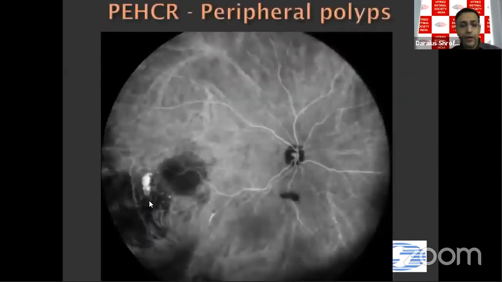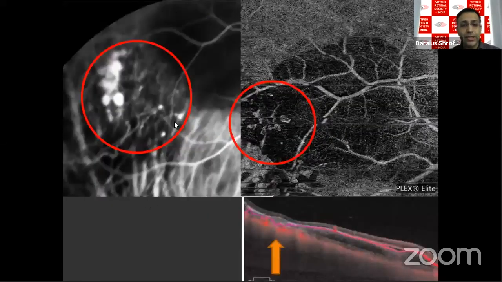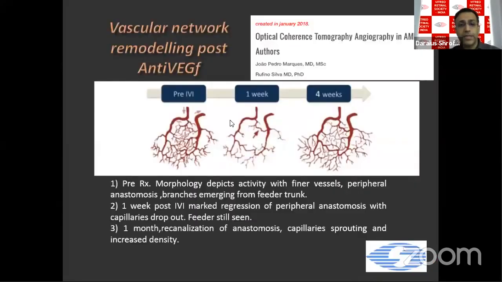PHCR, which is one of my favorite disease entities, and we try to spend some time on these images. And you can see actually this is the corresponding OCTA, which corresponds to the FFA and to the B scan. And you can make out these little polyps here. So although it's said you can't see, if you spend time, I think in certain cases you are able to make out polyps on OCTA.